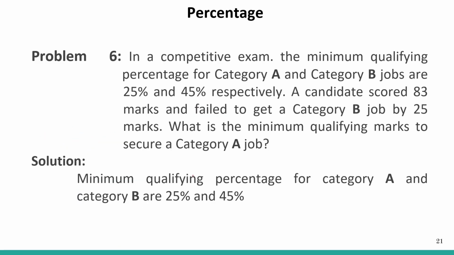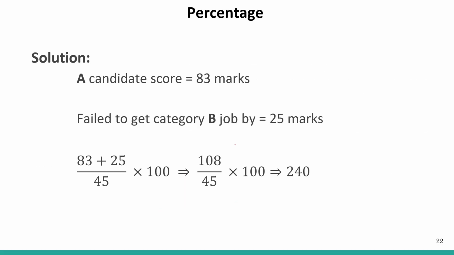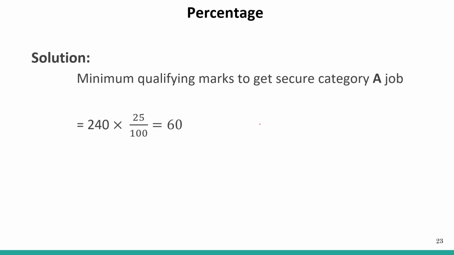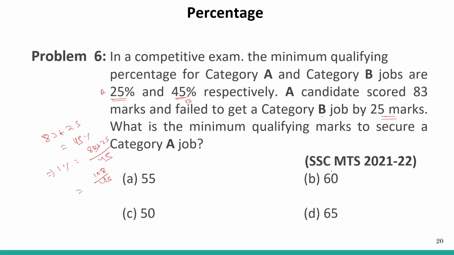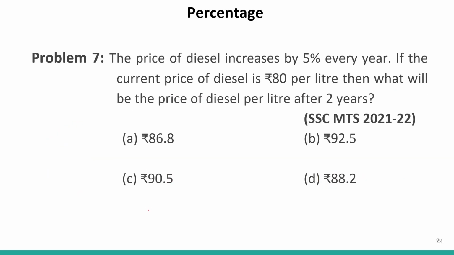So the minimum qualifying percentage for A is 25 and for B is 45. So 100% will be 240. The minimum qualifying marks to secure a job in category A is 240 into 25 by 100, which is equal to 60. So 60 is the correct option here. These are all wrong options. So let's see problem number 7.